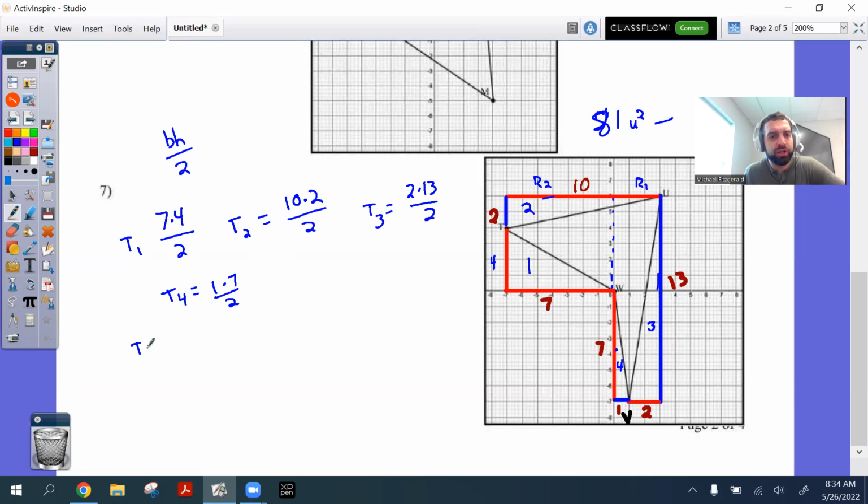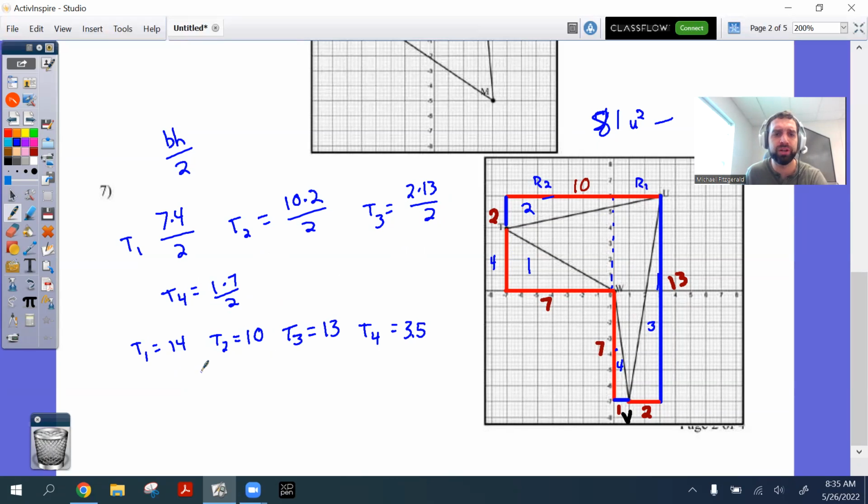So triangle 1 area is, well, 7 times 4 is 28, divided by 2 is 14 units squared. I'm not going to write units squared right now. Triangle 2 area is 10 times 2 is 20, divided by 2 is 10 units squared. Triangle 3, the area is, well, 2 times 13 is 26, divided by 2 is again 13. Just this 2, you can also think of it as the 2 on the top and the bottom cancel, 13 units squared. And then triangle 4, the area, well, 1 times 7 is 7, divided by 2 is 3.5 units squared. So let's add all these up.